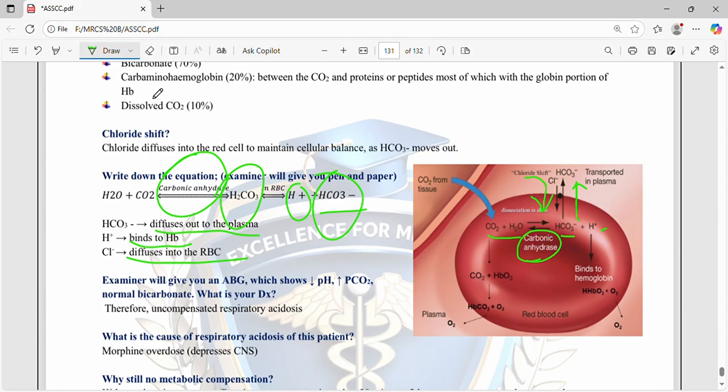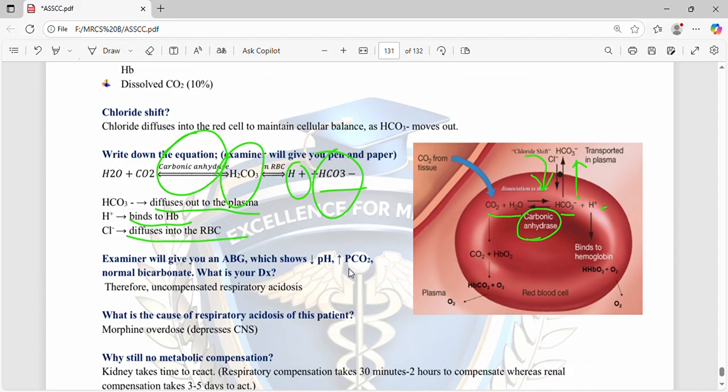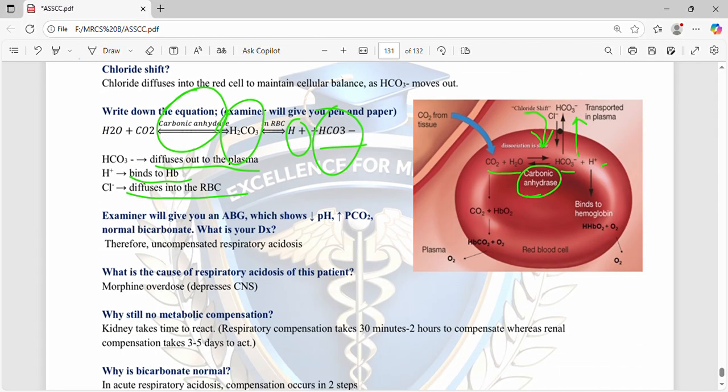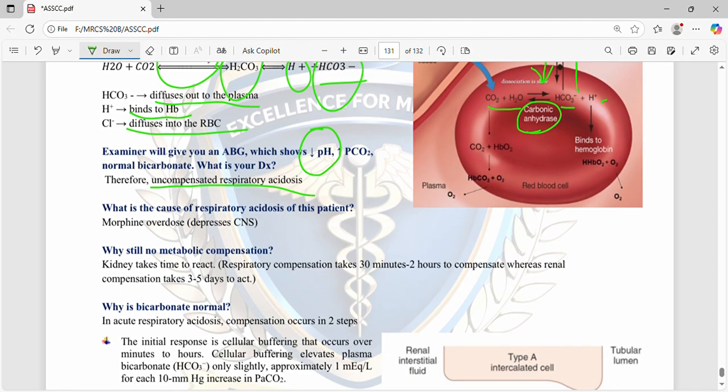And the examiner will give you an ABG which shows decreased pH, increased CO2 level, normal bicarbonate. What is your diagnosis? So this is respiratory acidosis but uncompensated. What is the cause of respiratory acidosis in this patient? So this is morphine overdose.